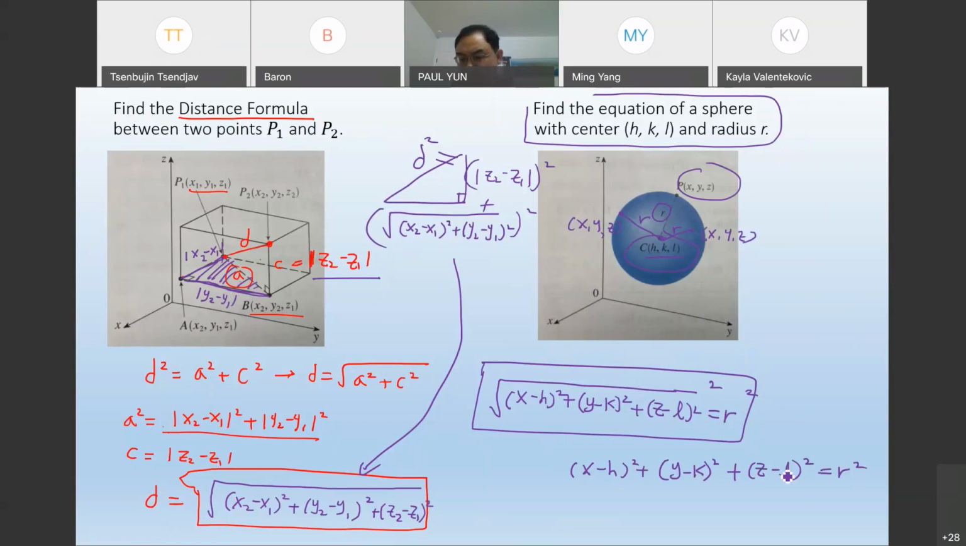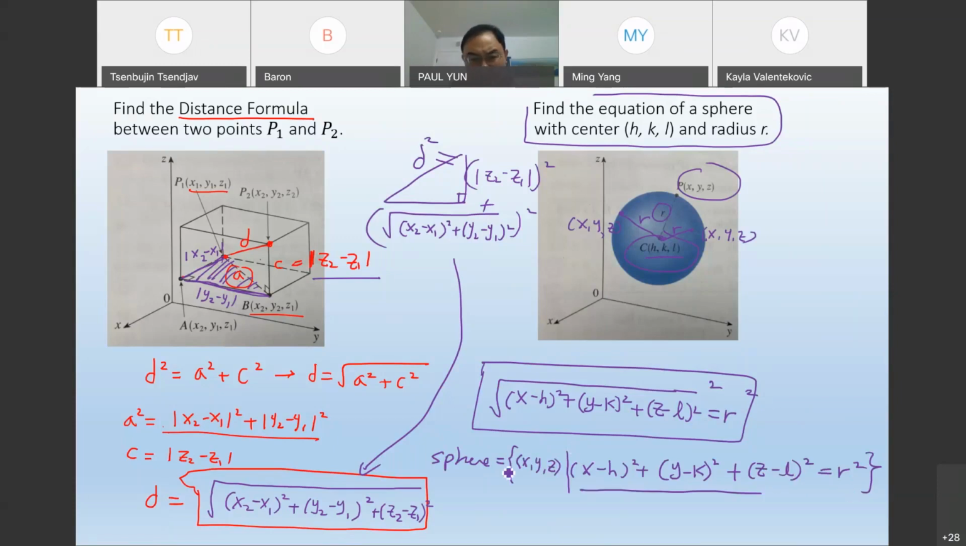So then what is a sphere? A sphere is basically the collection of all the points x, y, z satisfying this condition. You collect all the points satisfying this condition, that makes a sphere. This is the sphere equation, the membership requirement.